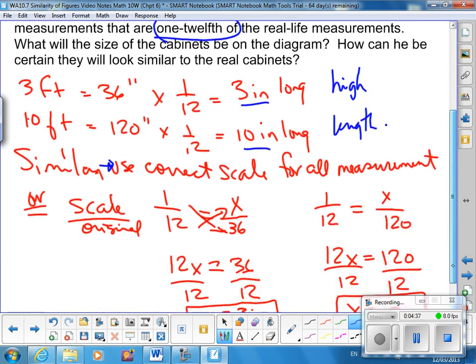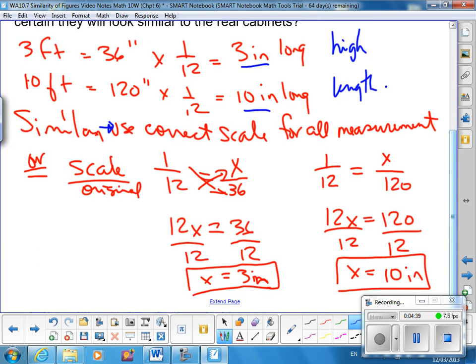The other way to do this question, so this is another option, is scale over original. So your scale factor is always the scale over original. So we're going to put our scale factor here, 1/12. Our scale, we don't know. That's what we're looking for. The original is 36. So when we cross multiply, I have 1 times 36, and I have 12 times x.